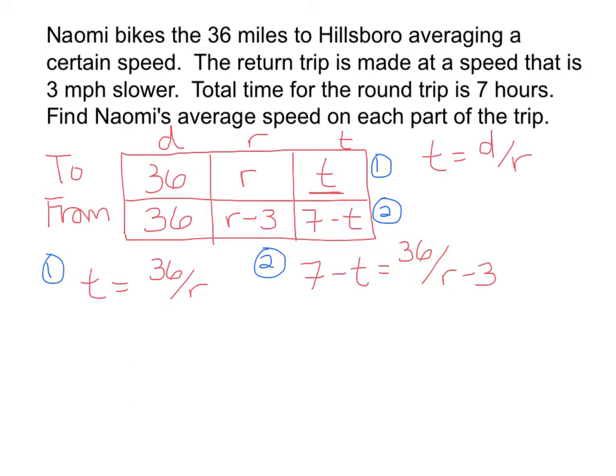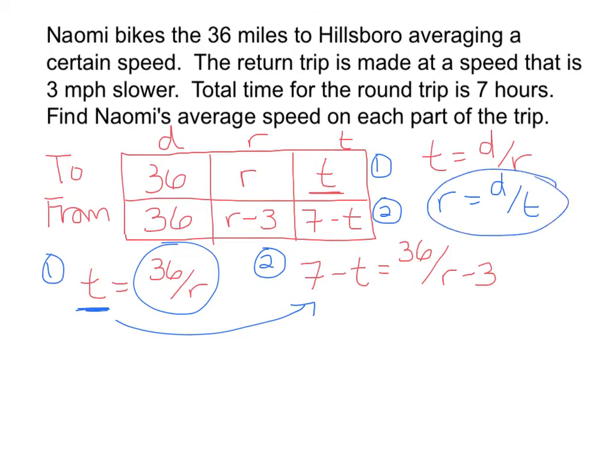Now the thing I wanted to touch on with you is that we could have used the fact that r equals the distance over time, but I want to solve for r. And I noticed that doing it this way, I can replace t in my second equation with 36 over r, and therefore we'd only have r's to deal with, and we'd solve directly for r. Had we used this one, we would have been solving for t, and then we'd have to do some work to find what r is.